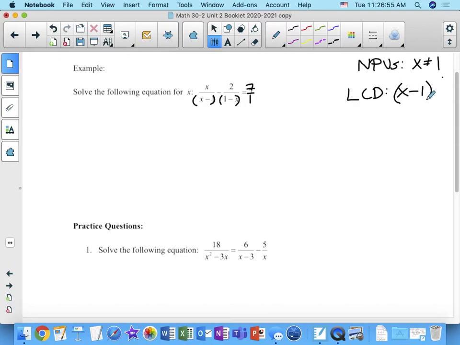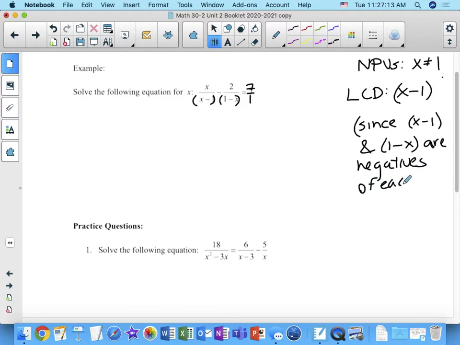x minus 1, because these are negatives of each other. Okay, so there's two things that you could do here. You could multiply this second guy by negative 1 over negative 1 so that the denominators are in fact the same. Or you could just multiply the whole thing by x minus 1, but then you have to remember that when you cancel x minus 1 and 1 minus x, you can't replace it with a 1, you have to replace it with a negative 1.